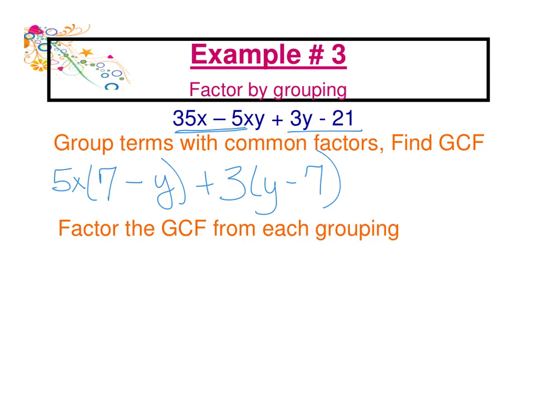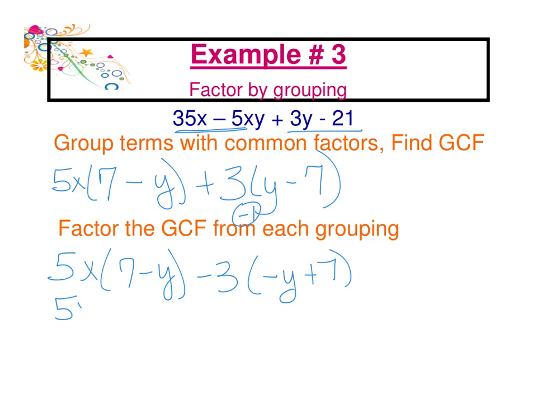Alright, these terms are additive inverses of each other. Here's what I can do. I can divide out a negative 1 out of here. That's the easiest way to do it. So 5x, 7 minus y. If I divide out a negative 1 here, what that's going to do is make my 3 negative, and it's going to change my y to negative and my 7 to positive.